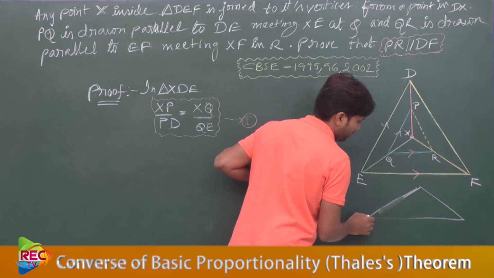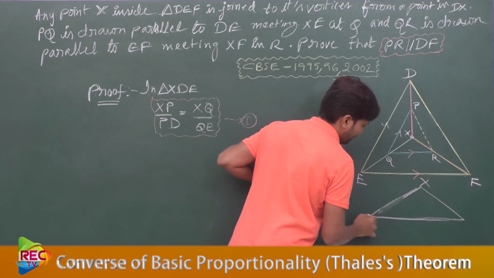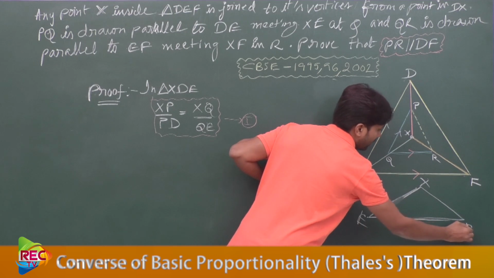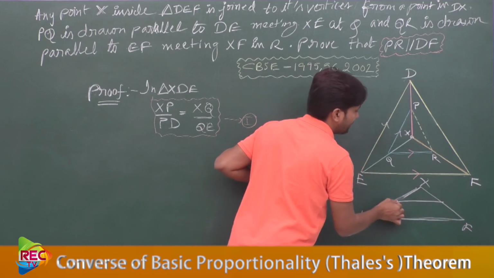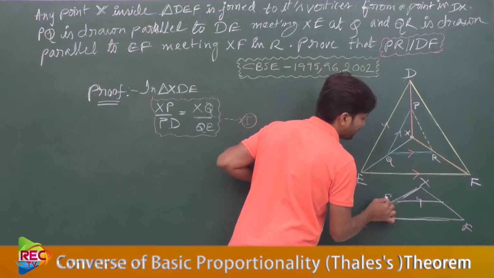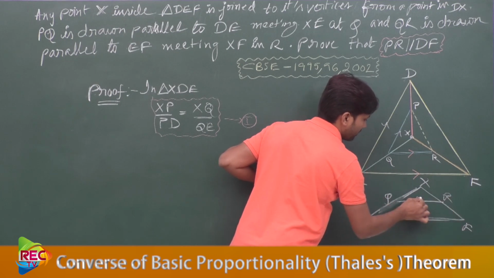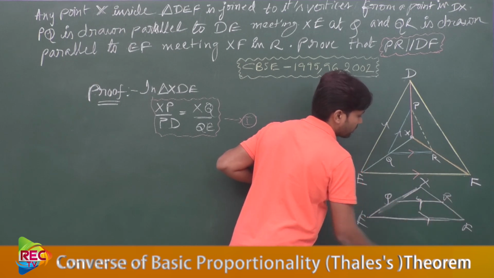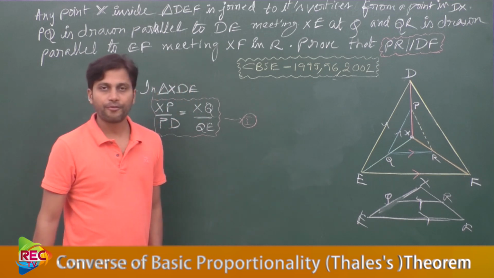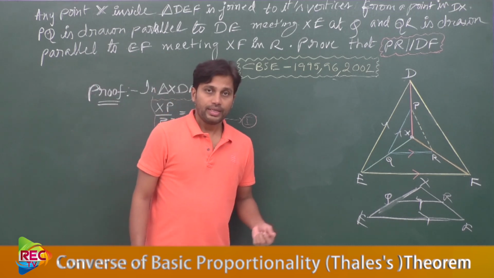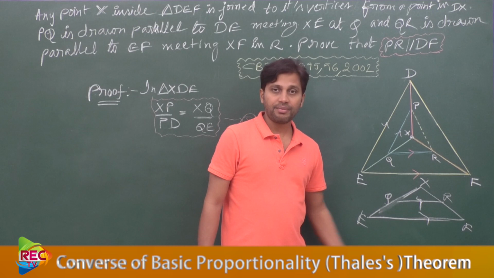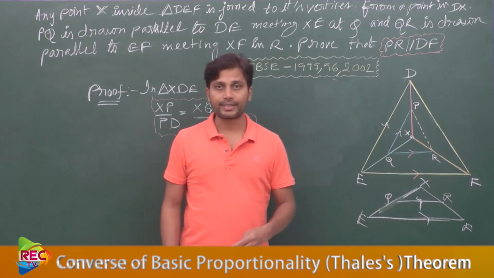Okay, XEF, and as I said, QR is parallel to EF. This is QR. These two are parallel. Okay, QR is parallel to EF. Got it? So now here also we can apply Thales theorem because the condition is favorable to that.